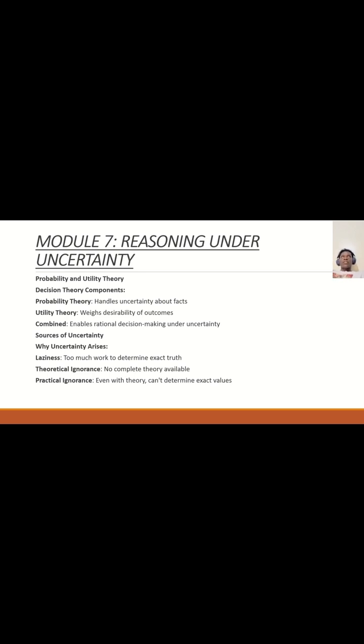So the sources of uncertainty when it comes to decision making can come from, let's say, laziness: it's too much work to determine the exact truth. Or it can come from theoretical ignorance: we have no complete theory available to back up our claim. Then 3, we have practical ignorance: even with the theory that we have, we can't determine exact values and factors. So that also becomes another factor.